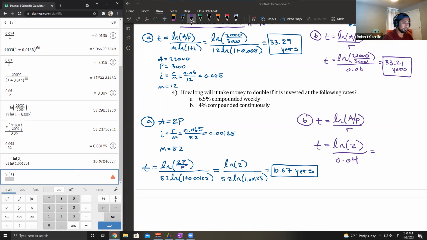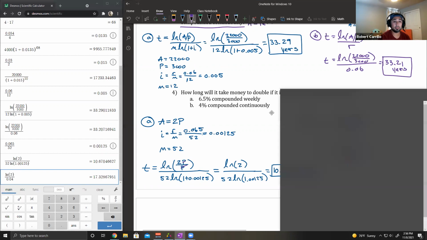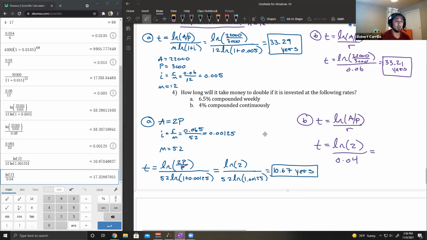Natural log 2 over 0.04. If you were to compound continuously at a rate of 4%, your money would double in 17.33 years. Oof. So again, it's all about that rate. That shortens your amount of time, right?